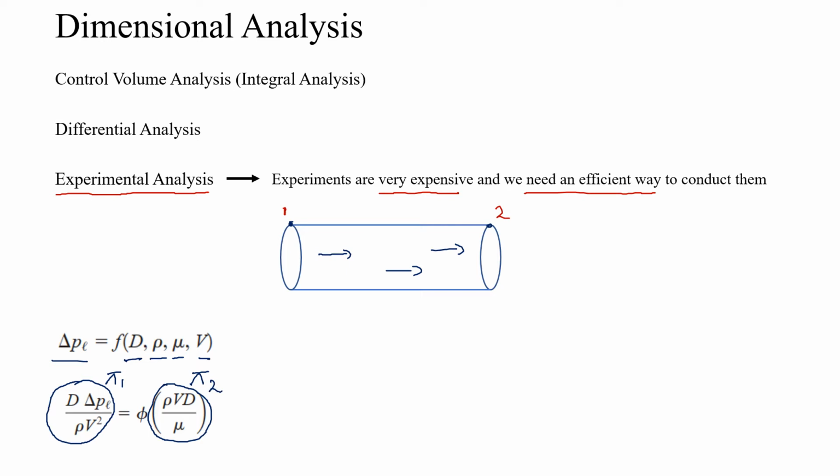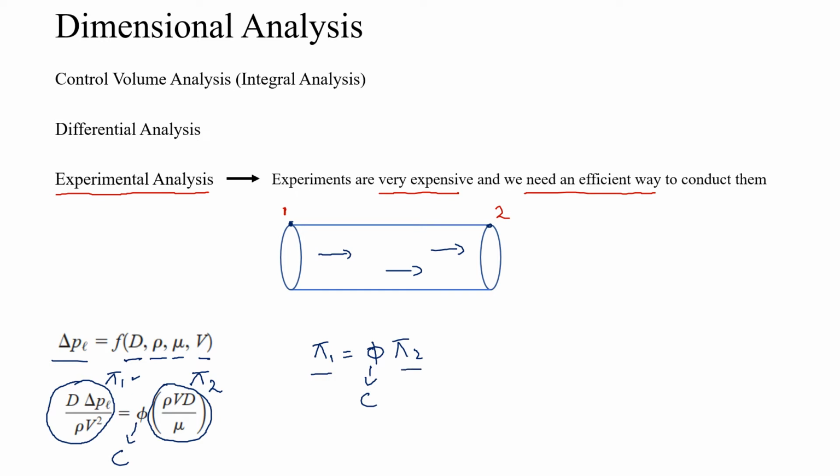And say I call this term pi1 and I call this term pi2. So now instead of 5 variables, I have 2 variables, that is pi1 and pi2, and this pi1 is related to pi2 by a certain constant. This right here is a constant. So what I have done is I took these 5 variables and arranged them such that I can get just 2 variables, and I call these variables pi1 and pi2. So how will we do that?